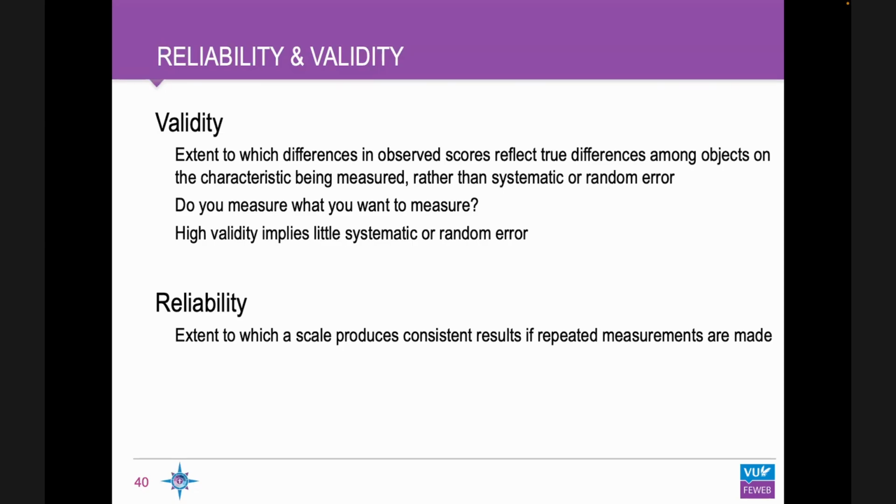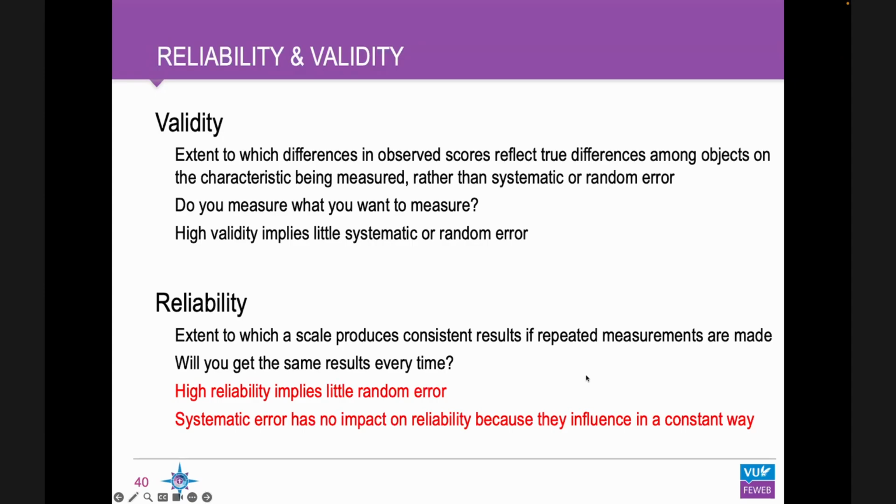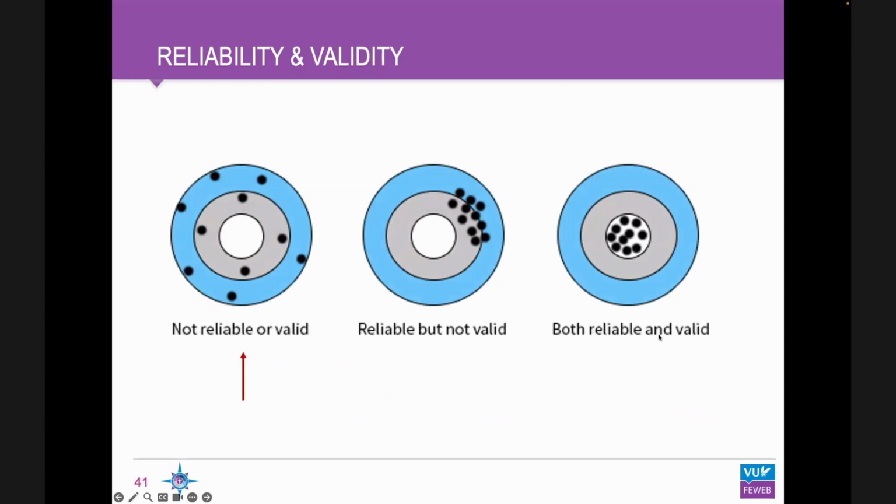as we just saw, for instance, for a reflective measure, if people are more environmentalist, they would score highly for the willingness to pay for the environment, the items related to that. So the issue here is really, will you get the same result every time? This means, importantly, that when you have high reliability, you have little random error, but the systematic error actually has no impact on reliability, because it influences everyone in a constant way. So let's give you a picture of what I mean here.